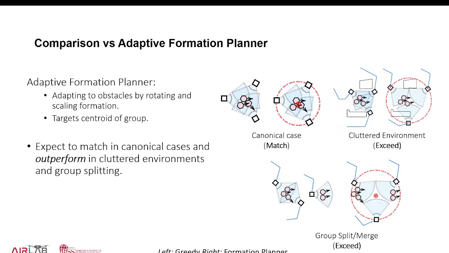In canonical cases, you have no obstacles, no splitting, everything is concentrated, and you can't really get much better than just being in a circle around your group. But in cluttered environments where that formation may be unable to adapt to the situation, or when groups are splitting and merging and the centroid is now way off the actual distribution, then we expect to exceed in performance.